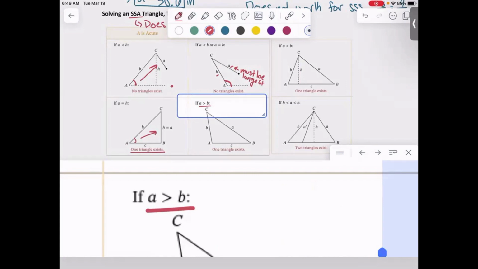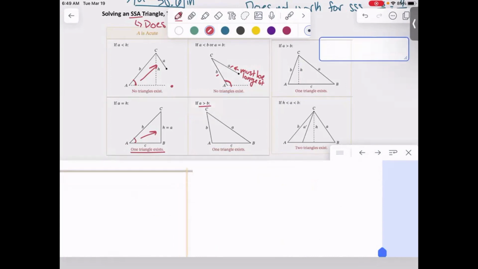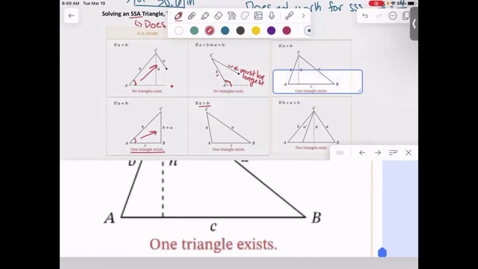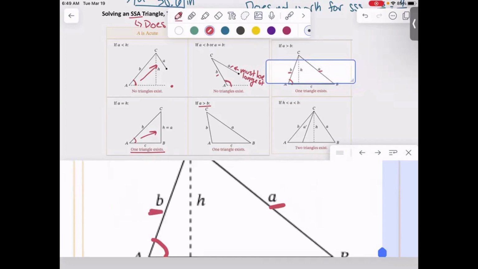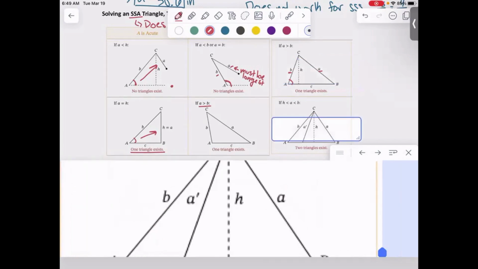And then these next two examples are, once again, if A is an acute angle, and we have a couple different options here. If A is an acute angle and my side A is greater than my side B, then we get one triangle that exists. So if A is acute, but my side A is greater than my side B, then we get one triangle. And we'll talk about how that happens.